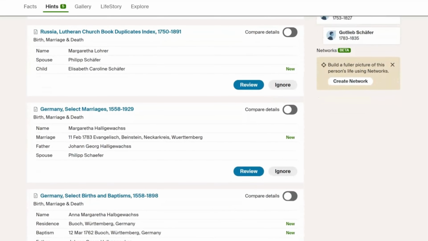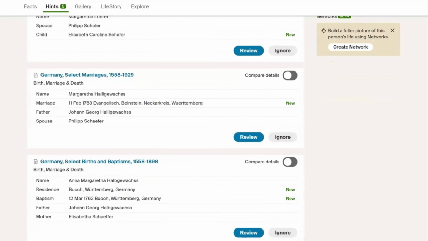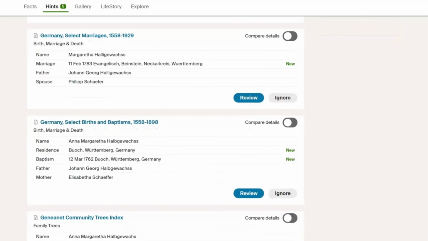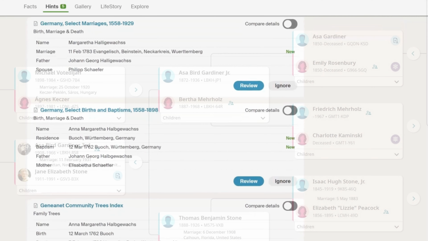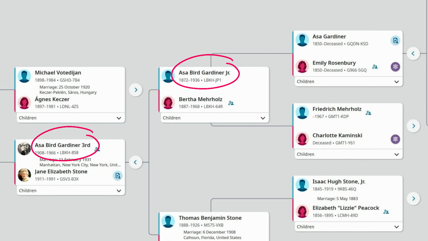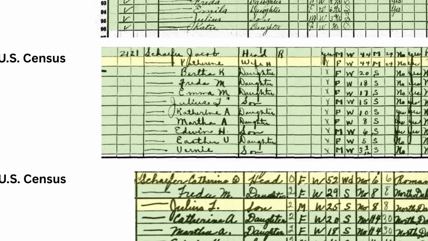This happens because names repeat. You might have several people with the same name, born around the same time, living in the same state. That was very common in the past. Families reused names across generations, and certain names were extremely popular. So when a record shows up with the right name, it can feel like a match, even when it isn't.